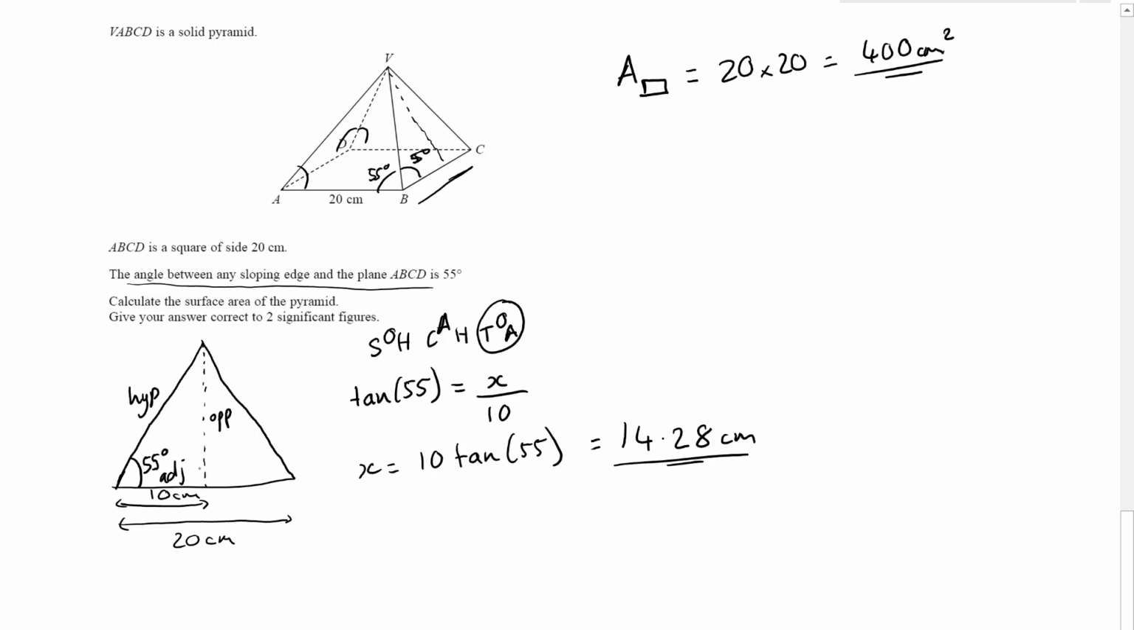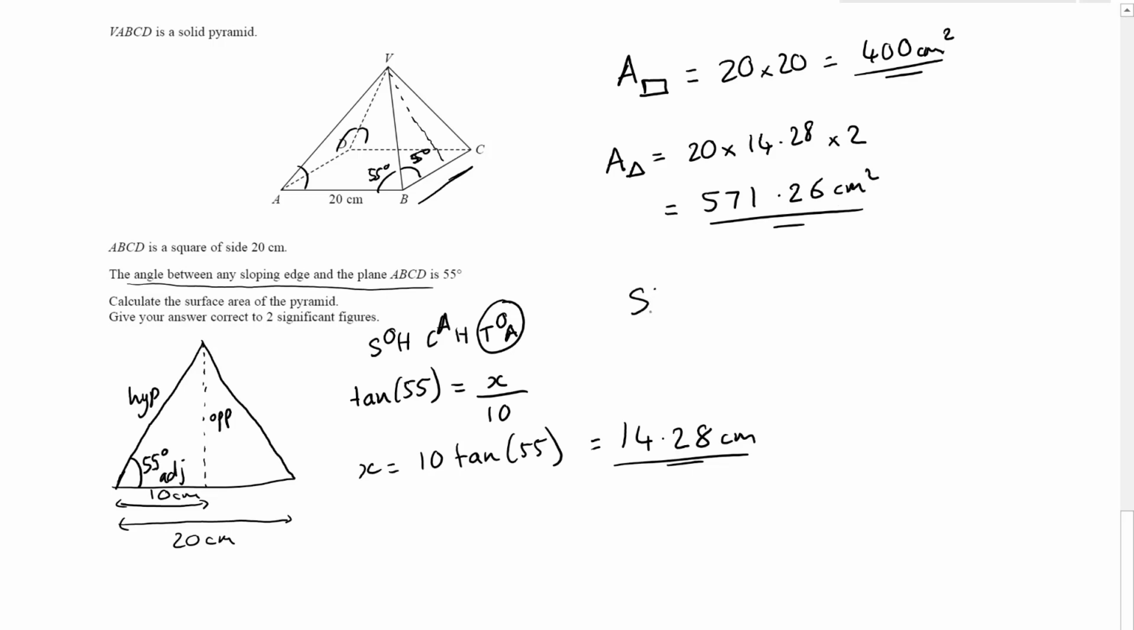If we want to work out the area of the triangle, just one of these is always going to be base times the height divided by 2. In this case, the base is 20 centimeters multiplied by the height, which is 14.28 centimeters, and divided by 2. But we've got 4 triangles, so we're going to times that by 4, and that means that this 4 and this 2 can cancel, and that's just going to end up being a times by 2, because 4 divided by 2 is 2, and so this is actually going to give us a total of 571.26 centimeters squared.